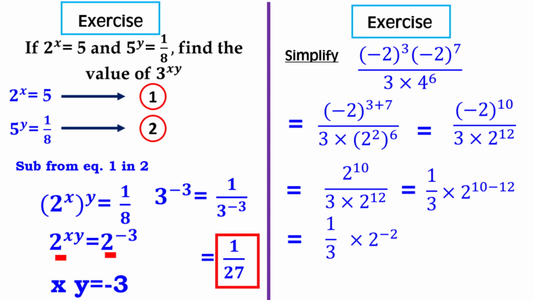We can move it down or find the reciprocal of the number. It will be 1 over 2, and change the sign of the power to be positive. It will be 1 over 3 times 1 over 4 equals 1 over 12.